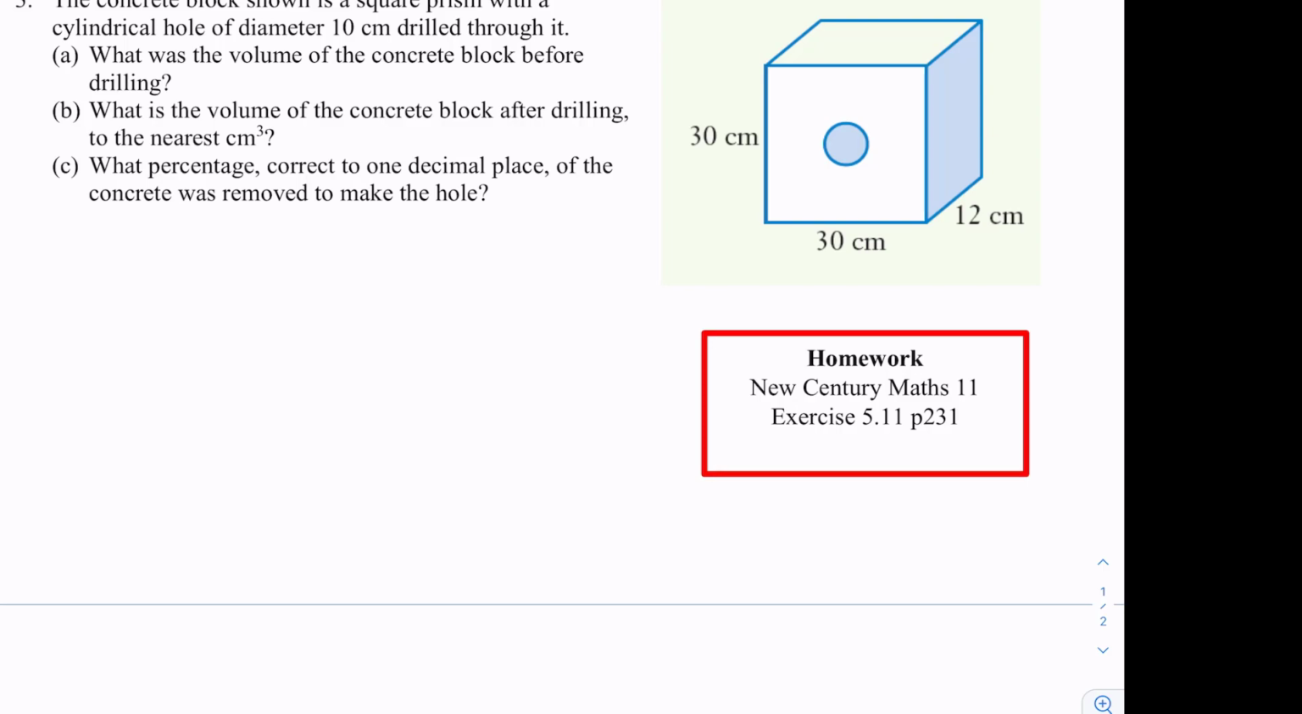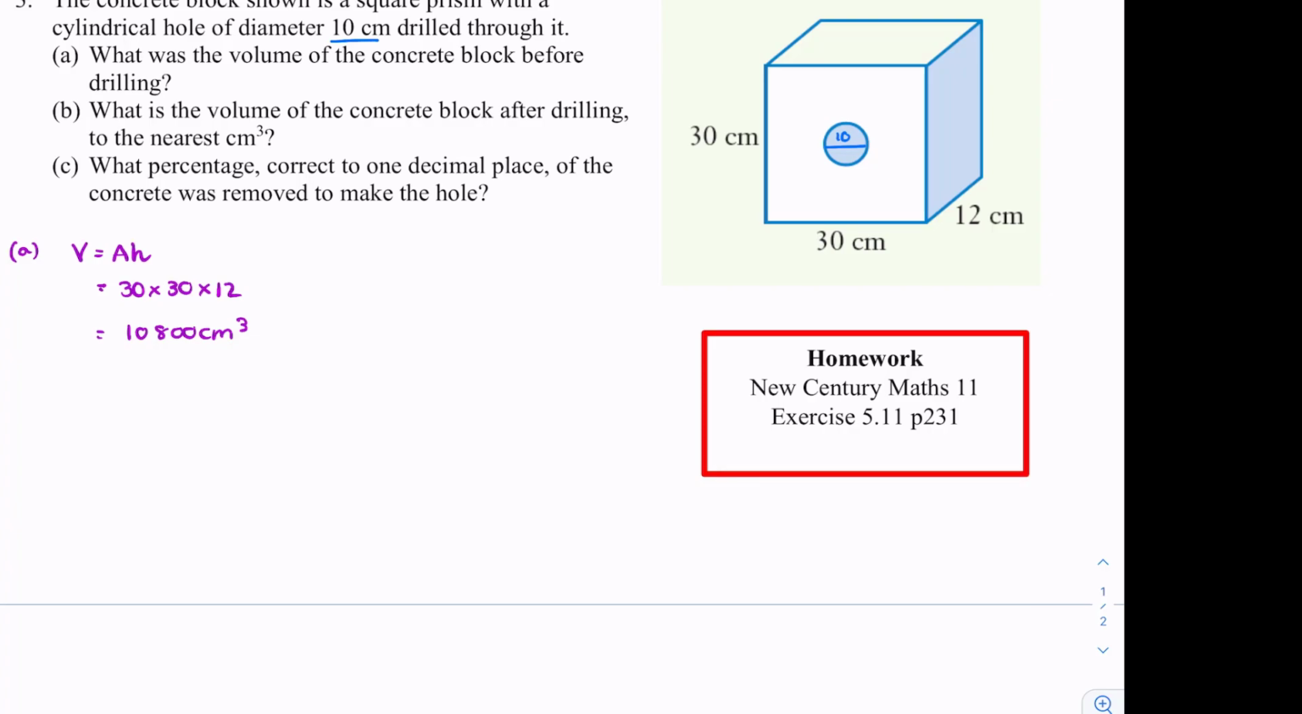The last one, the concrete block shown is a square prism with a cylindrical hole of diameter 10 centimeters drilled through it. So this one has a diameter of 10 centimeters drilled through it. What is the volume of the concrete block before drilling? So that's just asking us what is the volume of the block. So volume equals area times height. But because this is a rectangular or a square prism, it's just 30 by 30 by 12. So the three numbers that's making it look 3D, which is 10,800 centimeters cubed.